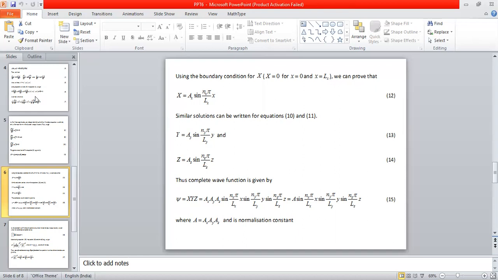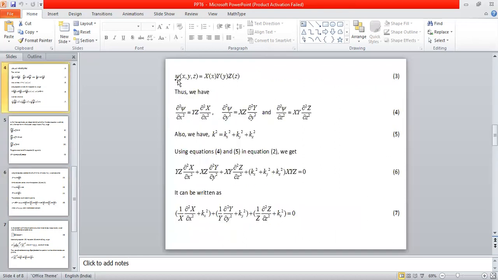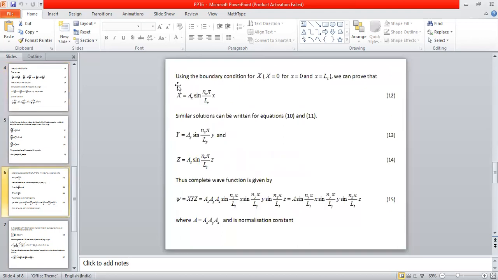Now, please remember, I mentioned that the total overall wave function psi is a function of capital X, capital Y, and capital Z. Therefore, here we have three solutions: the solution for X, the solution for Y, and the solution for Z. If you multiply equation 12, equation 13, and equation 14, we get the complete wave function of the particle trapped in a three-dimensional box. So psi becomes equal to capital A times capital X, capital Y, capital Z.